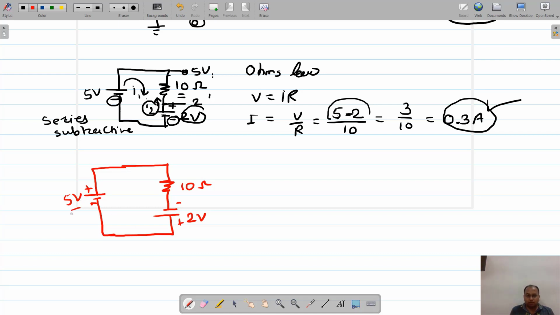Now what is going to happen with this? Now the minus of this battery is connected to the plus of this battery, right? So is it a series additive? Yes, it is.